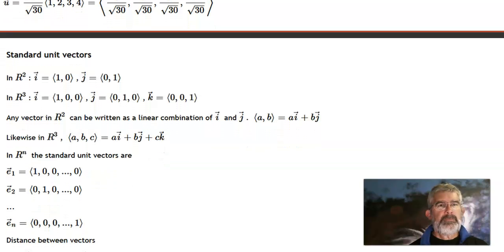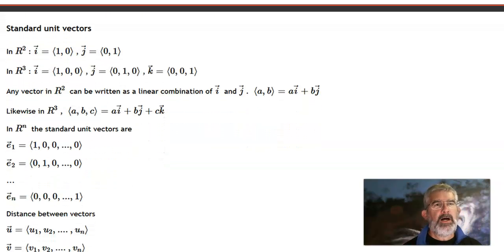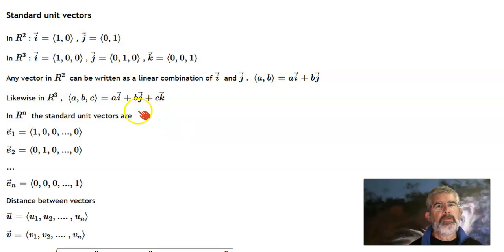Now, standard unit vectors. In R2, we have two vectors that we call the standard unit vectors, the vector 1, 0 and the vector 0, 1. This one pointing in the direction of the x-axis, that one pointing in the direction of the y-axis, i and j. We have similar things in R3, where i is 1, 0, 0, j is 0, 1, 0, and k is 0, 0, 1.